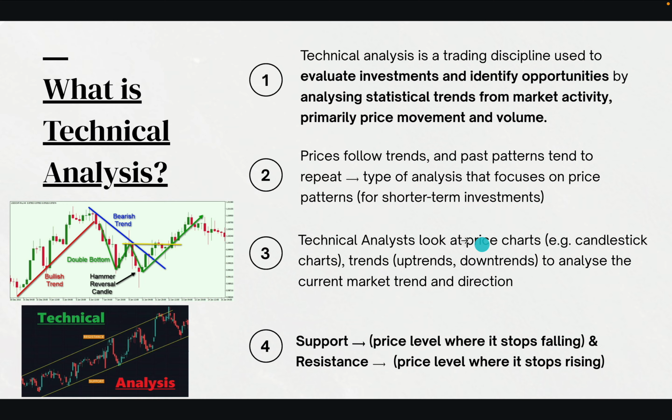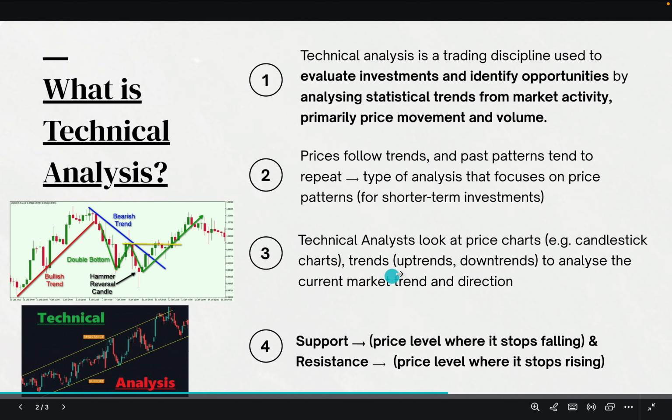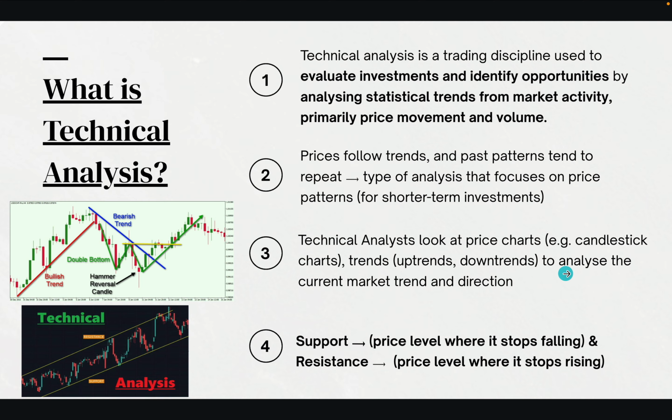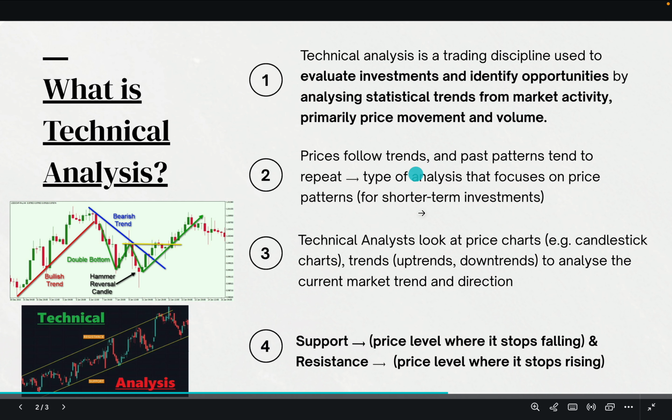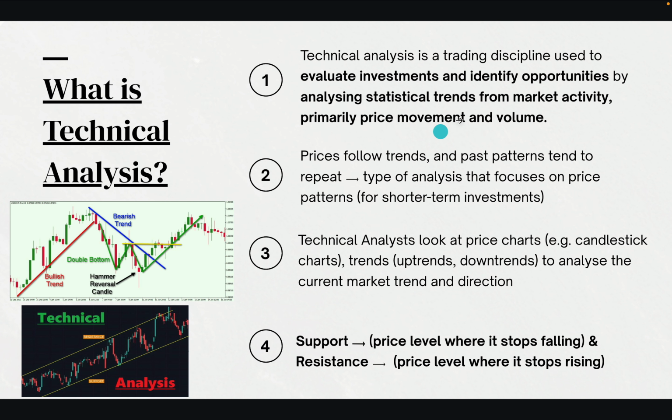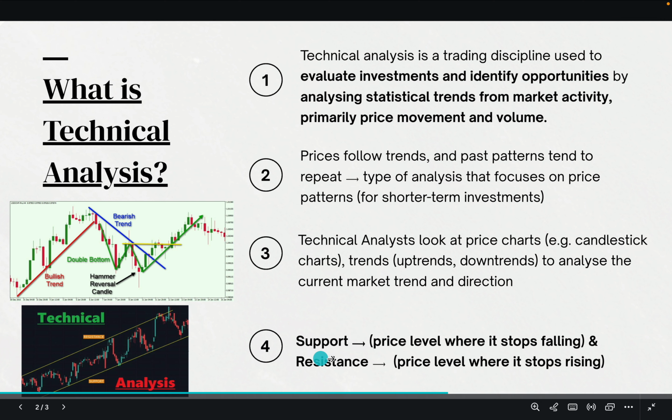Now, technical analysts look at price charts, like candlestick charts, the famous candlestick we've seen here, and try to spot trends, uptrends and downtrends, to analyze the market trend and direction. There are many different trends, which I can show you on the next slide. But the main general idea is that there will be support and resistance. The support is a line where the price stops falling, and the resistance is the price where it stops rising. You can see a general upward trend in this image here.